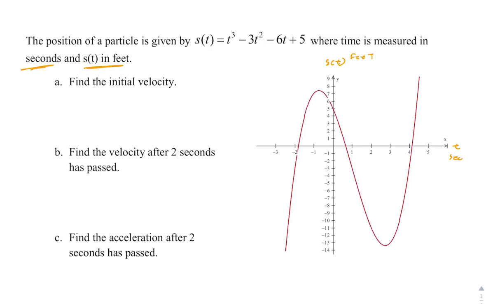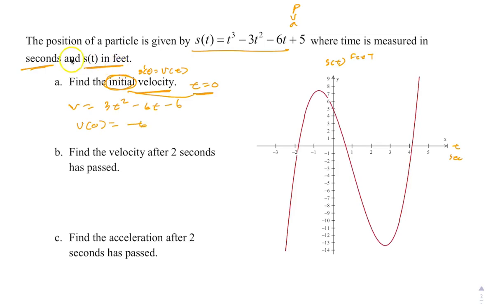Find the initial velocity. Again, notice it's velocity. That's our derivative. We go from position to velocity to acceleration. So we need to take the derivative of this, which equals 3t squared minus 6t minus 6. Now notice it says initial velocity, so it's the starting time. What's your velocity at the start? So t equals 0. Anytime you see initial, t equals 0 every single time. So we're just going to sub in 0. We get negative 6.